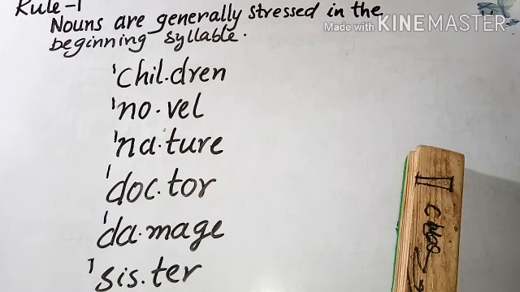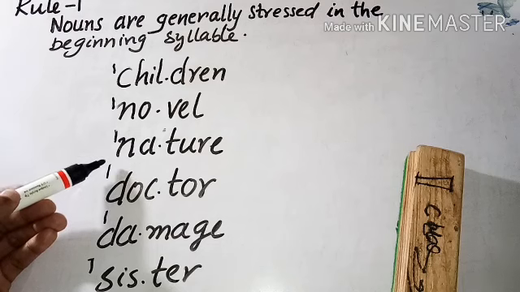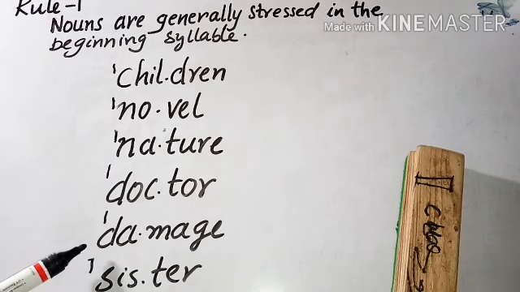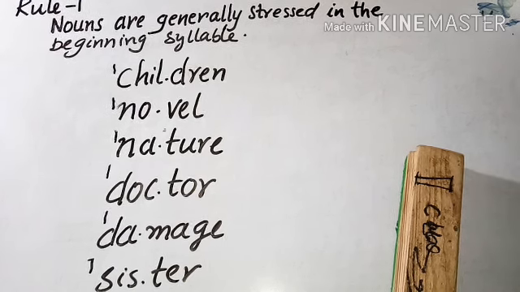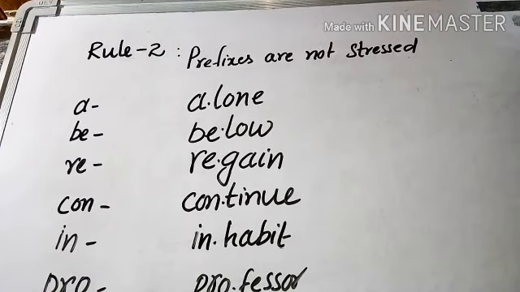First syllable is stressed. Sister. Children. Novel. Nature. Doctor. Damage. And sister. This is how the primary stress on the first syllable is taking place in the nouns. Now the rule 2.